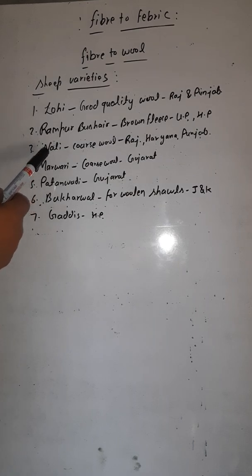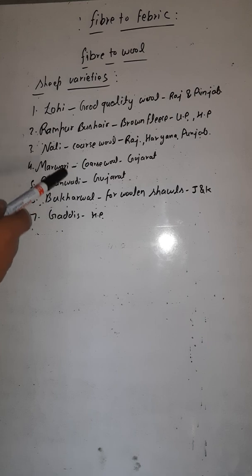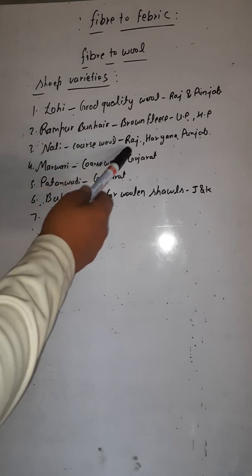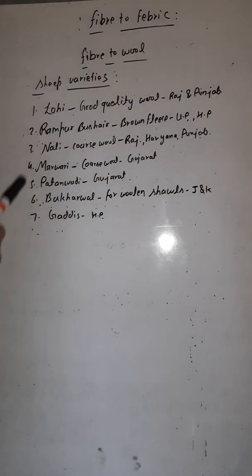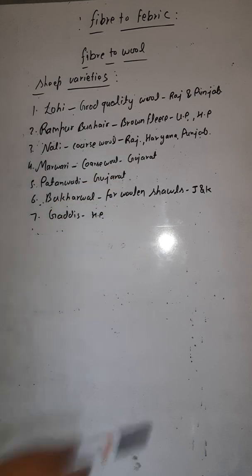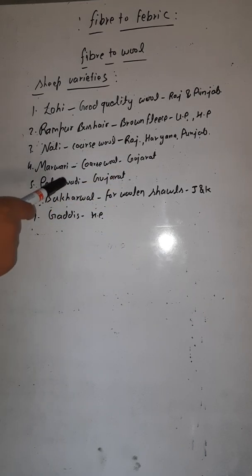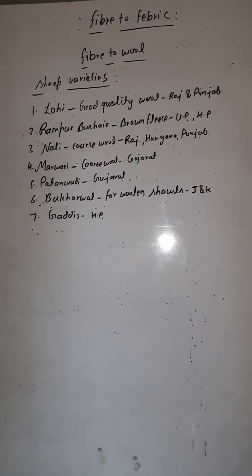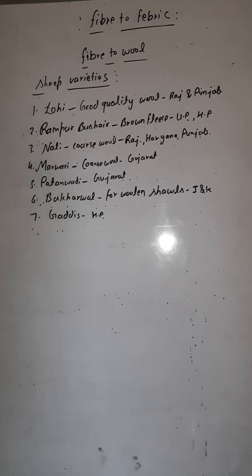Then the third one is the Nali. From the Nali variety of sheep we are getting coarse wool, and we are rearing this in Rajasthan, Haryana and Punjab. Then we have the Marwari, from which we are getting coarse wool, reared in Gujarat. Then we have Patanwadi, from which we are again getting some fine wool, and it is also reared in Gujarat.